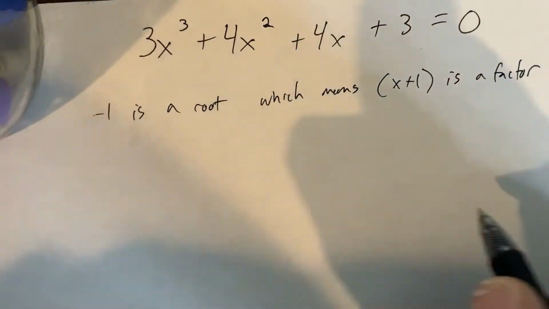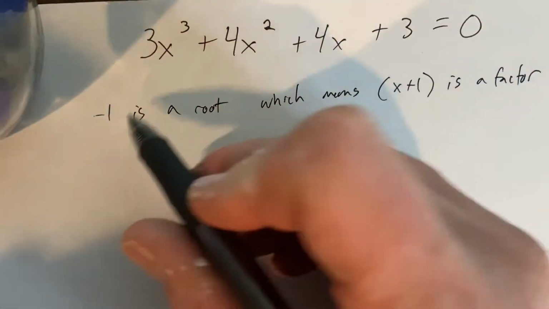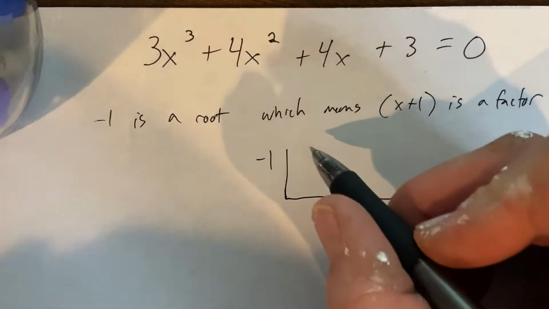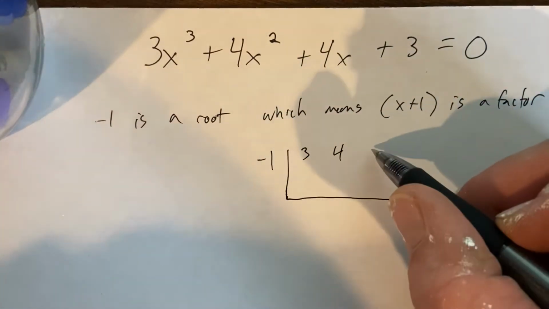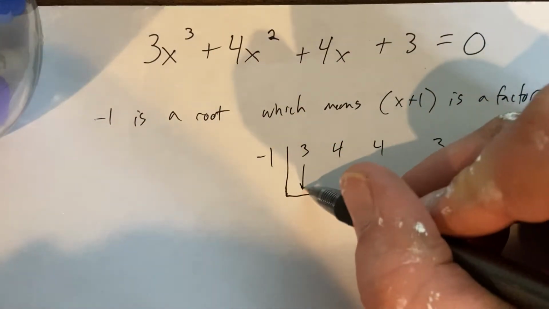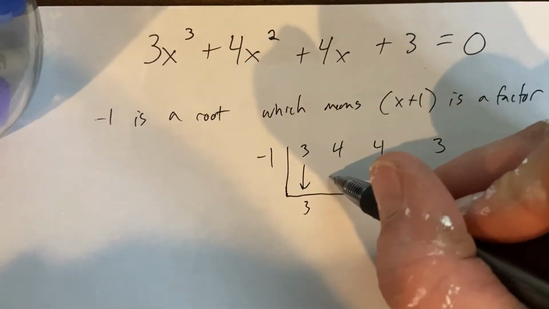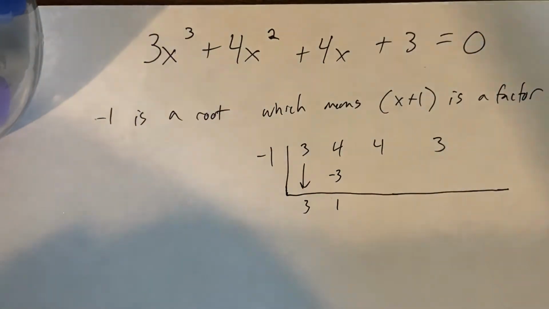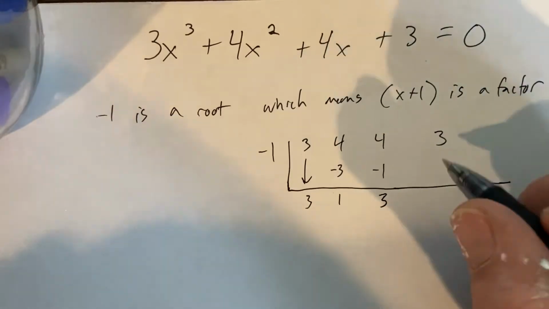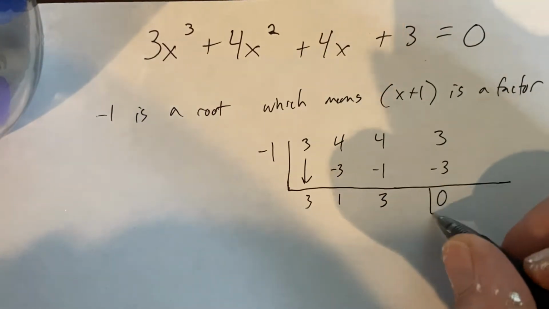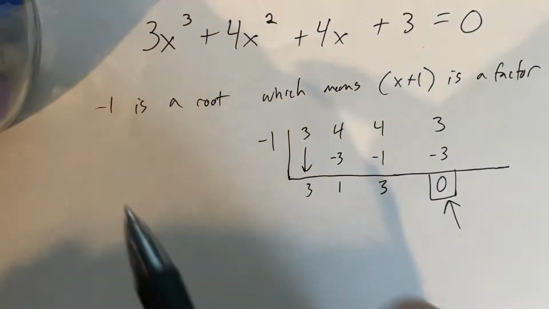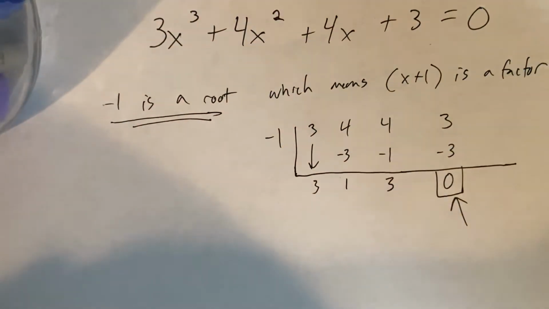So how do I figure out the next piece of this factoring? I take this -1 and I do synthetic division using my original equation. Put my coefficients in, drop the 3 down. -1 times 3 is -3. Add those up, I get 1. -1 times 1 is -1. Add those up, I get 3. -1 times 3 is -3. Add those up, and I get 0. I should get a remainder of 0 because -1 is a root.